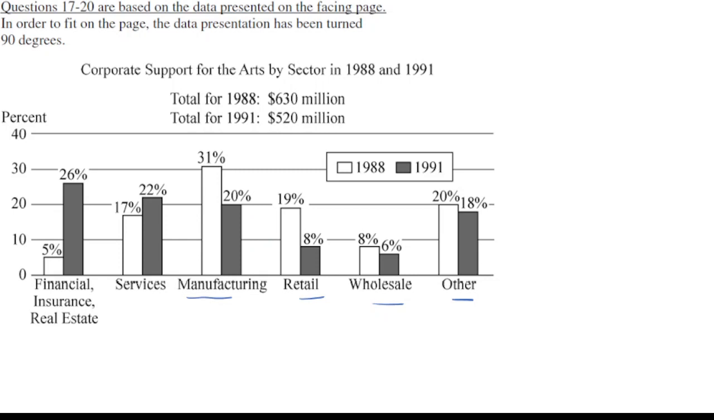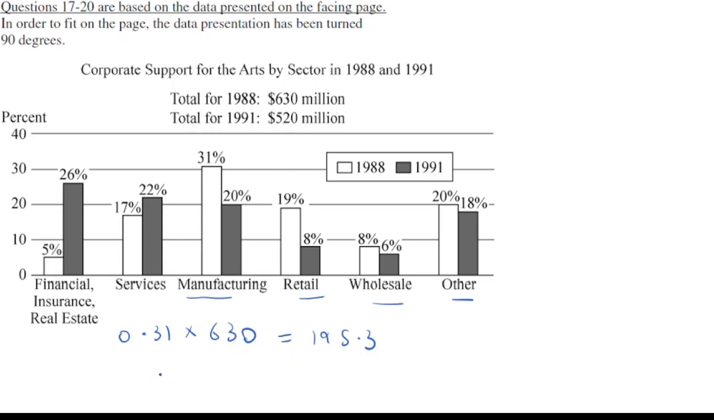Okay, in the first case, manufacturing is contributing 31% for 1988. So we need to find what is 31% of the 1988 total. Essentially we just need to multiply 0.31, which is 31%, by the total amount contributed for 1988. This can be easily done using the on-screen calculator. So the answer comes out to be $195.3 million. So this was the contribution in the first year for manufacturing.